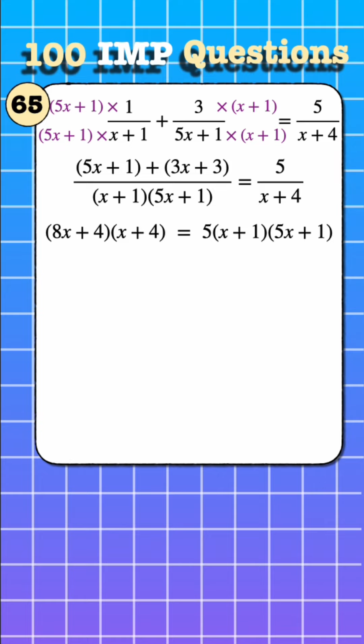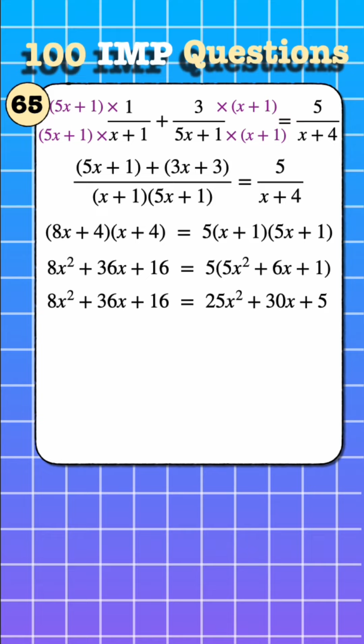So open the brackets. On left hand side we will get 8x square plus 36x plus 16. On right hand side, if you open the two brackets, you will get 5 into bracket 5x square plus 6x plus 1. Again open the bracket on the right hand side, we will get 25x square plus 30x plus 5. Okay, and then transfer all the terms to the right hand side. We will get 17x square minus 6x minus 11 equal to 0.